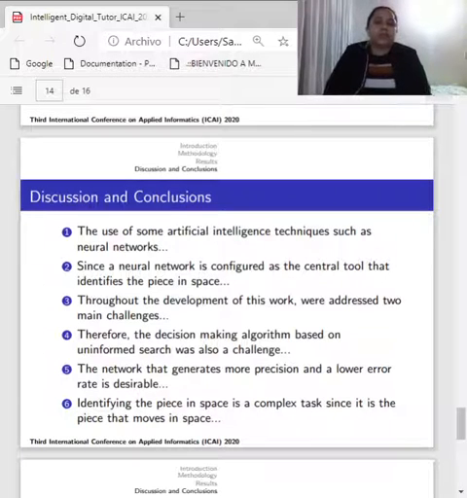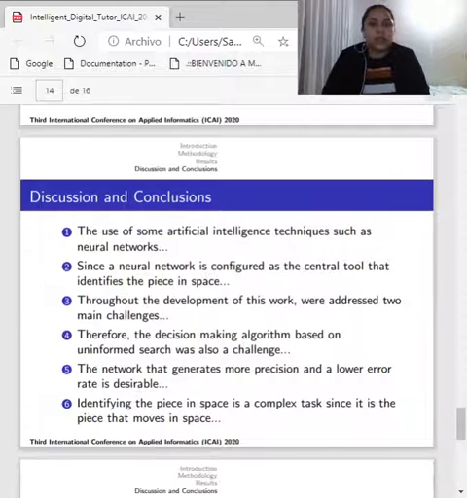Finally, we have discussion and conclusions. The use of some artificial intelligence techniques such as neural networks requires an initial knowledge base. In this case, it was necessary to develop that data set, because the case study is a particular puzzle. However, the possibility of developing an approach to transfer learning is presented as an interesting feature.